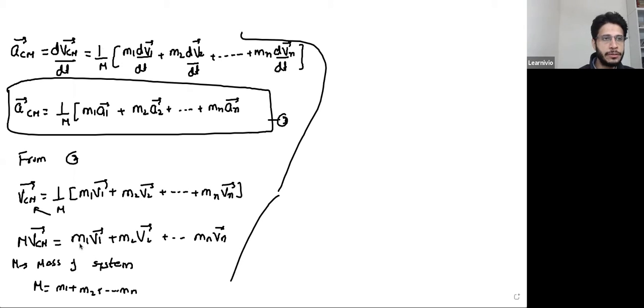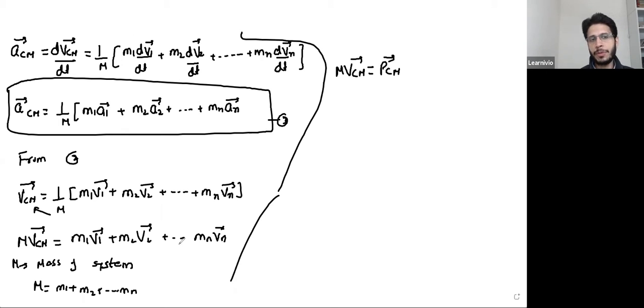So you can do one thing. Mass of system, capital M, is the mass of the entire system, the system for which you are calculating the center of mass. So this M into vcm can be written as the momentum of center of mass.